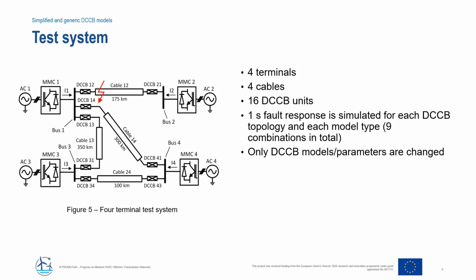This slide shows the DC grid test system used to compare the speed and accuracy of DC circuit breaker models. A 4-terminal DC grid is used, consisting of 4 cables and a total of 16 DC circuit breaker units. A 1 second response is simulated for each DC circuit breaker topology and each model type, netting a total of 9 combinations. No changes are made to the simulation test case except for the changes in the DC circuit breaker model type or the model parameters.